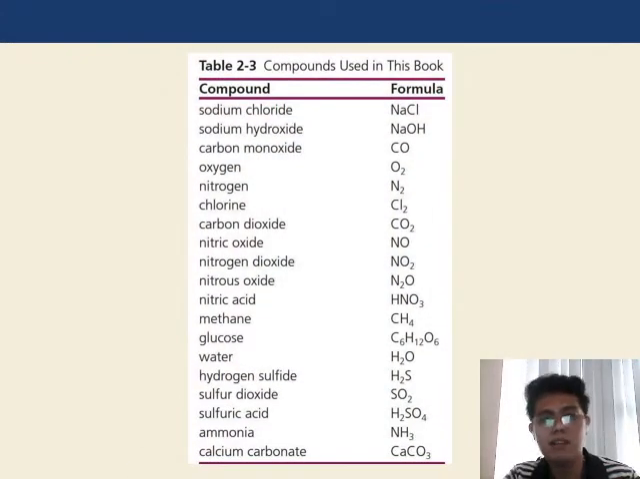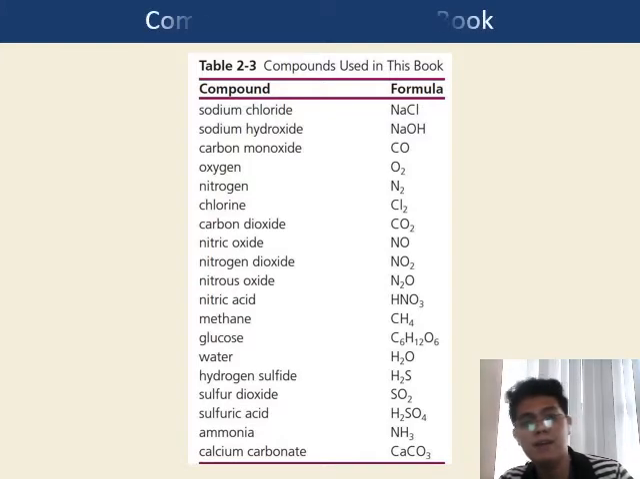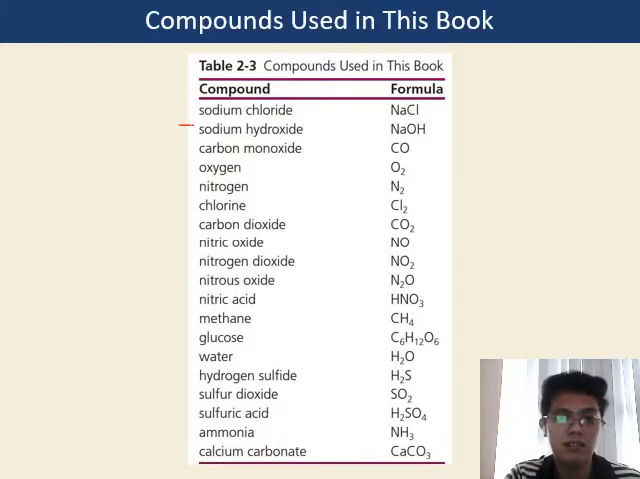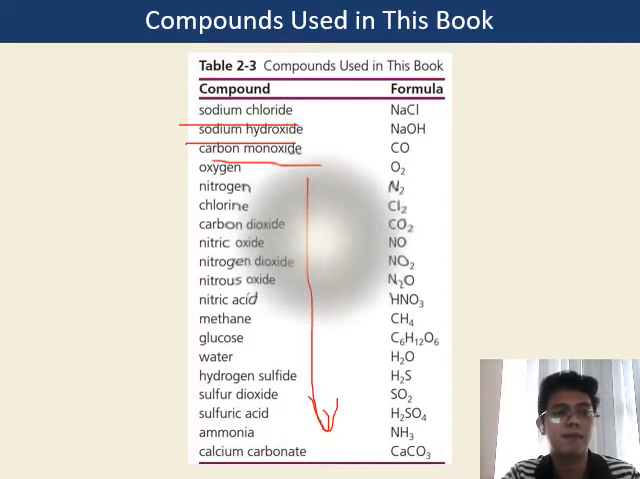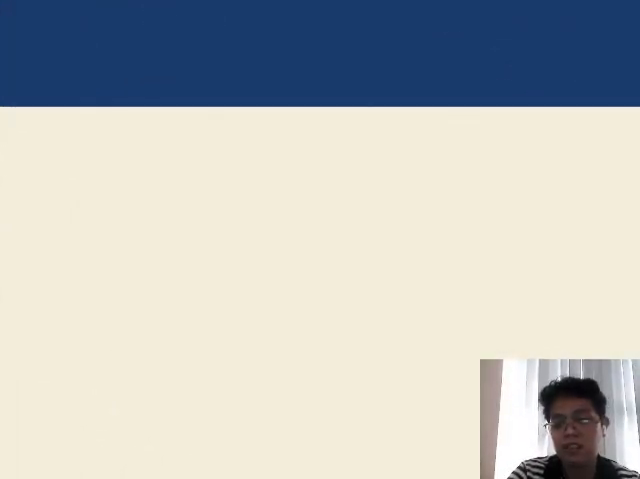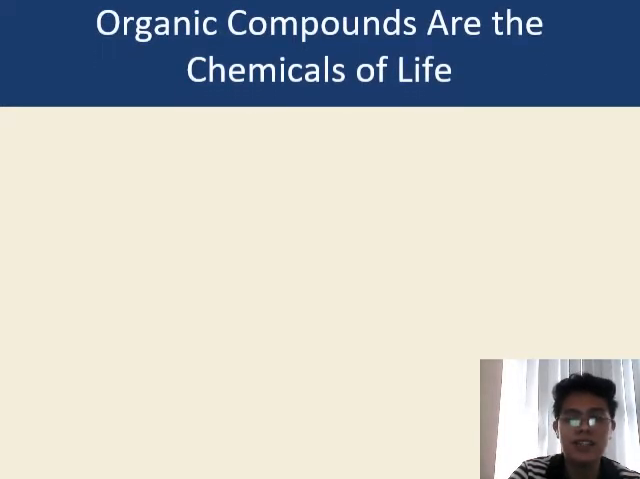The compounds primarily used in our main reference book, Living in the Environment, are sodium chloride, sodium hydroxide, carbon monoxide, and so on. There are molecular compounds, ionic compounds, intermetallic compounds, and complex compounds. We also have organic compounds, and they are the chemicals of life. Basically, these compounds make life possible.